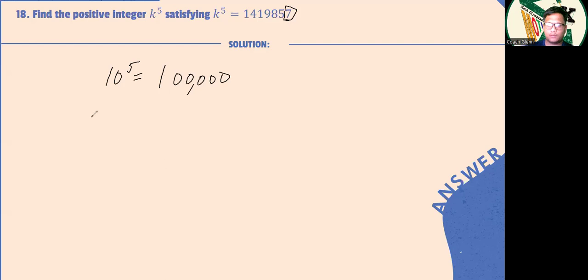So next we have 20 raised to 5, so that's 2 raised to 5 times 10 raised to 5, so that's going to be equal to 5 zeros. And then 2 raised to 5, that's 2 times 2, 4, 4 times 2, 8, 8 times 2, 16, 16 times 2 is 32.